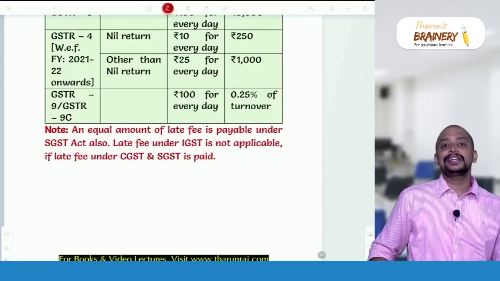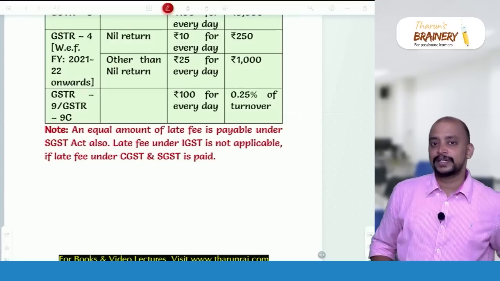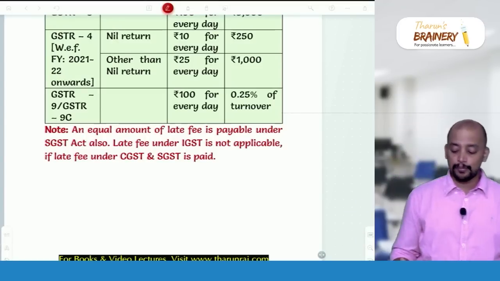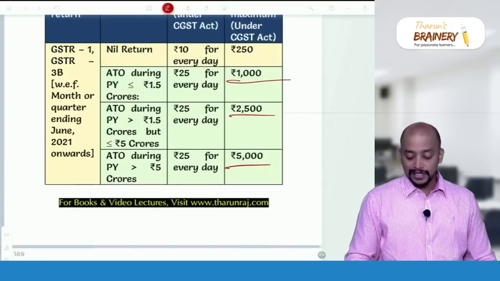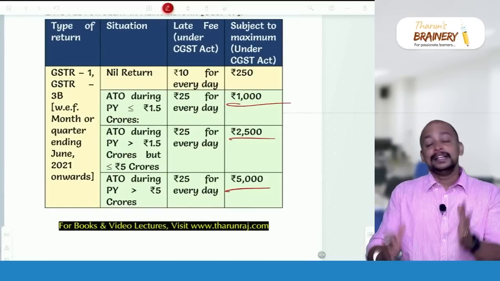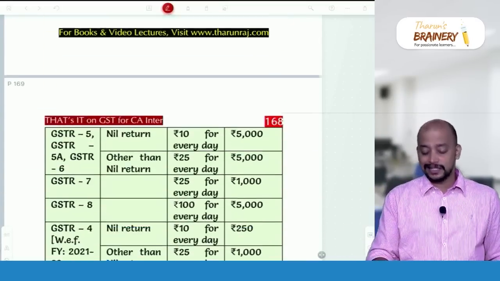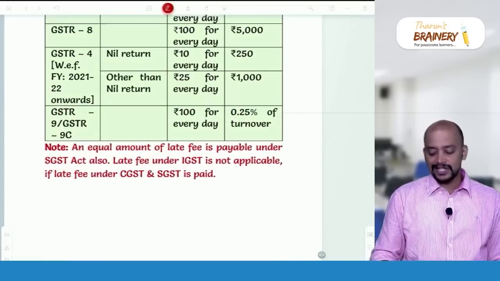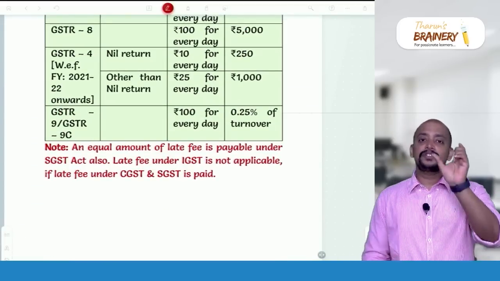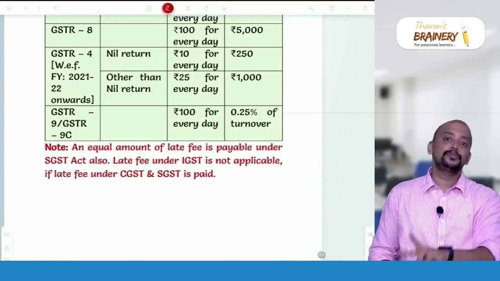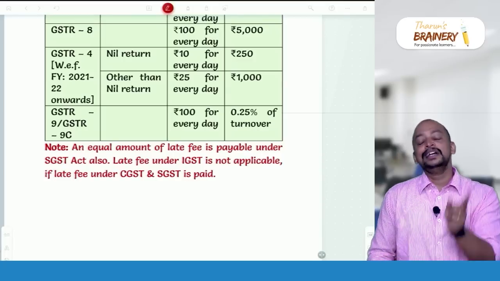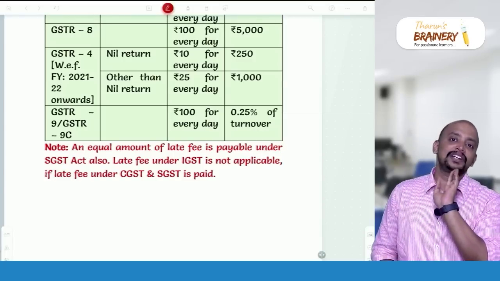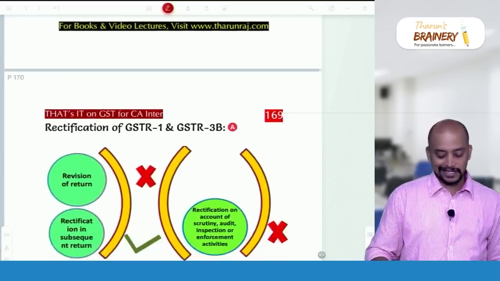And GSTR 9 and 9C annual return by a normal person, 100 rupees per day subject to maximum 0.25% of the turnover. So this is the late fee under CGST Act. The same amount of late fee is payable under SGST Act also. Now in the exam, be careful. If they are asking to compute the late fee, you compute both under CGST as well as SGST Act. If they are asking only to compute late fee under CGST Act, you compute only under CGST Act.